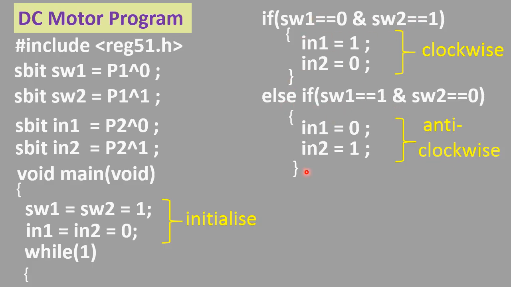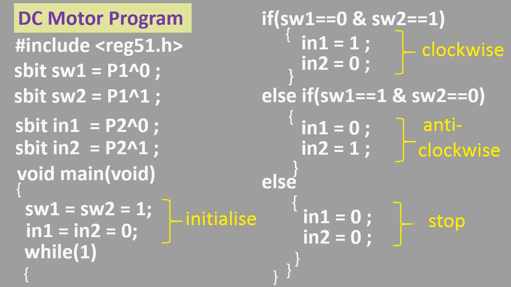What if both of the conditions are false? This will happen either when both switches are open or both switches are closed. In this condition, the motor should be stopped. So stop the motor by sending 0 0 to in1 and in2 pins.